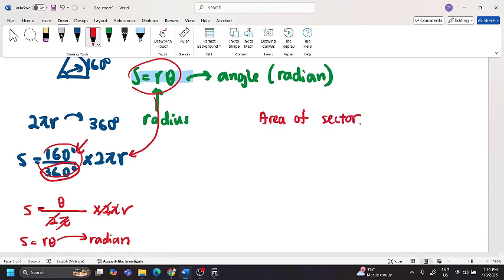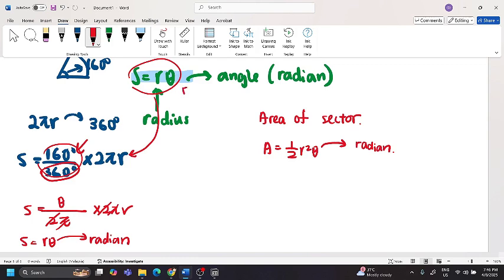The area of a sector is kind of similar to what? It's kind of similar to the area of a triangle, but just a bit different. Area equals 1 over 2 r squared theta. And same thing, remember, this theta is in terms of what? In terms of radian also.